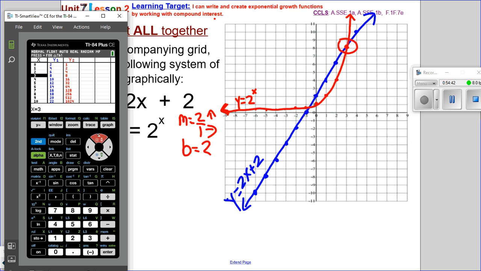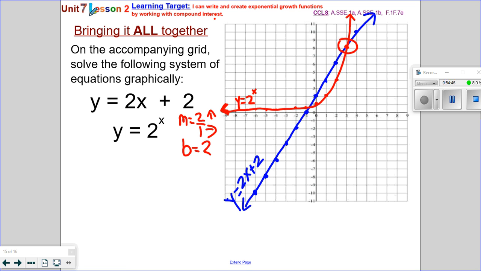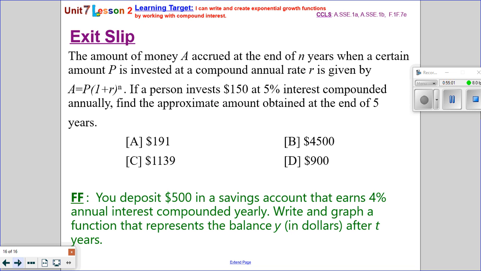So if they were saying, solve the following system of equations graphically, go ahead, 3, 8. Solution. Solution is 3, 8. So exit slip, a couple more. Go ahead, press pause now.